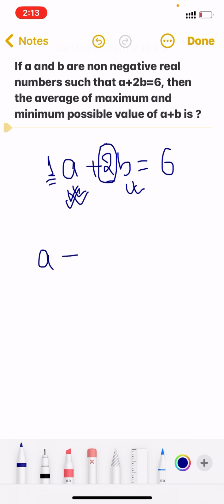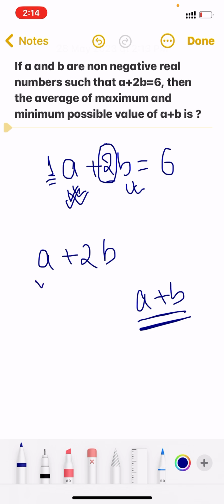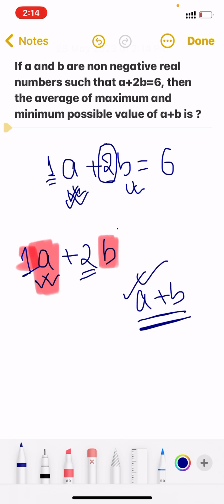Again, understand this. We have the equation A plus 2B equals 6. When we give more and more value to A, A plus B will increase with a coefficient of 1 only. But if we give more and more value to B, it will increase with twice the rate. So when we need the minimum value of A plus B, we will try to maximize B, and when we need the maximum possible value, we will try to maximize A.